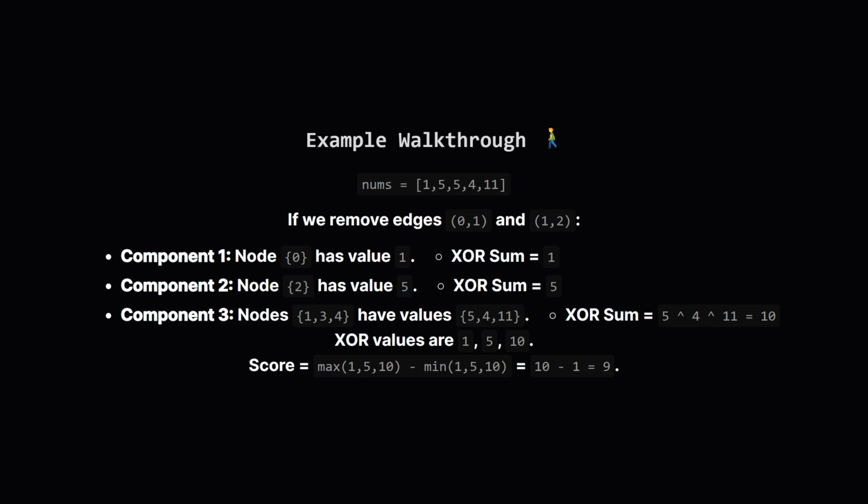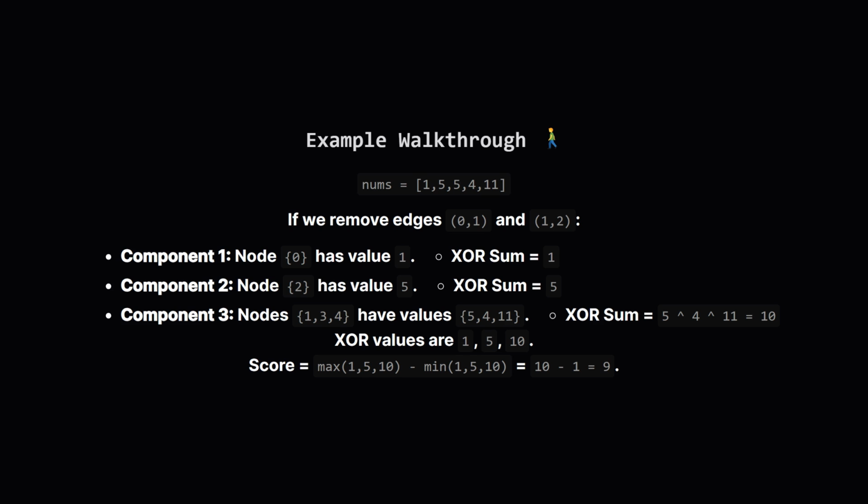Let's walk through the example from the problem. Suppose we decide to cut the edge connecting node 0 and node 1, and the edge connecting node 1 and node 2. This breaks the tree into three pieces. The first is just node 0 by itself, so its XOR sum is its value, 1. The second piece is node 2 by itself, with an XOR sum of 5. The third piece is everything else, nodes 1, 3, and 4, all still connected.